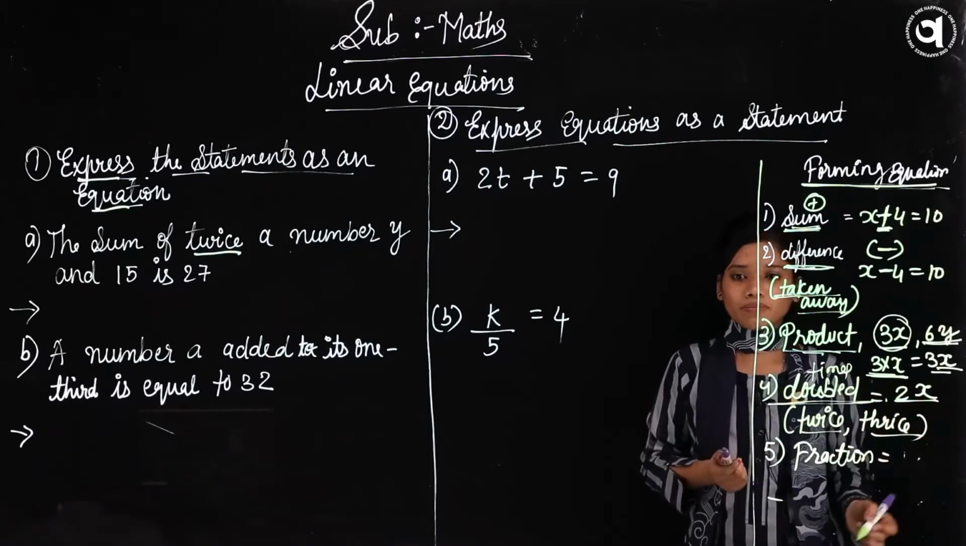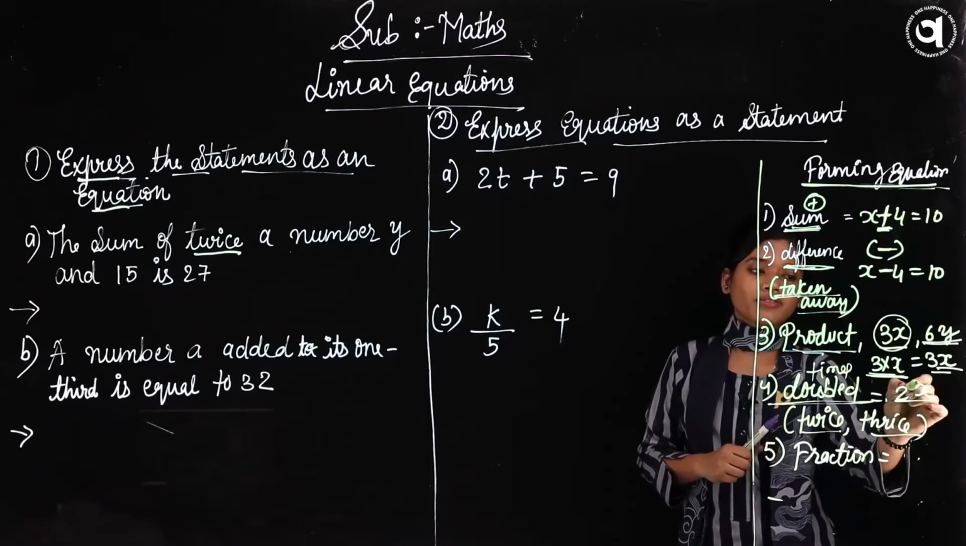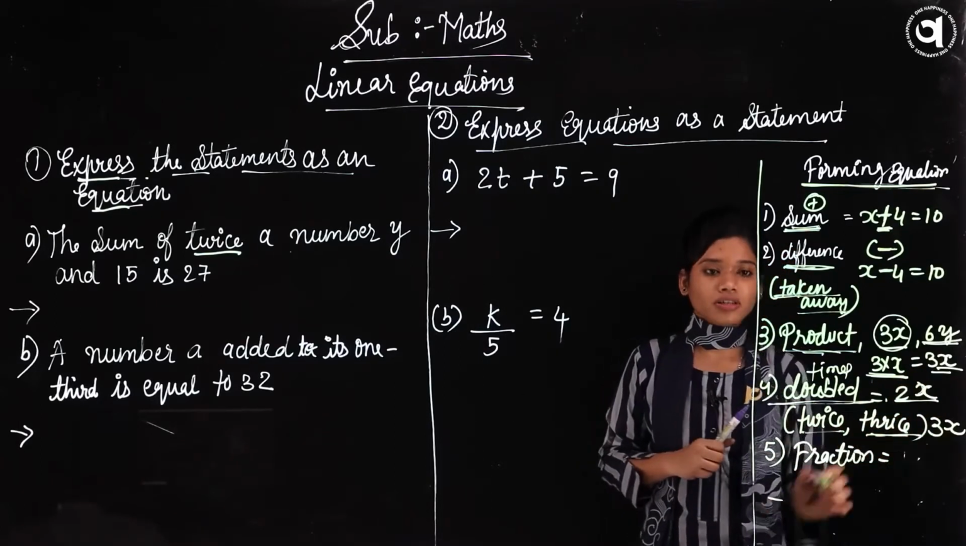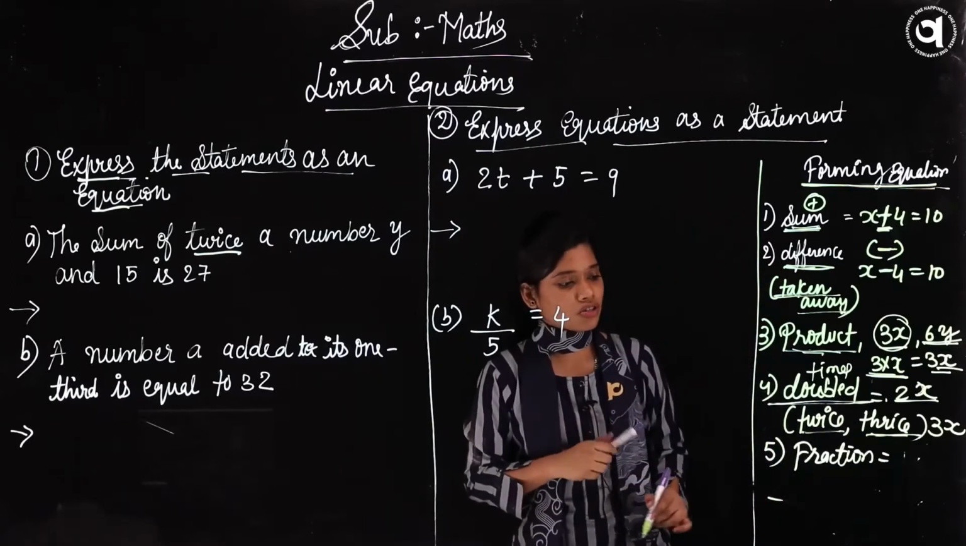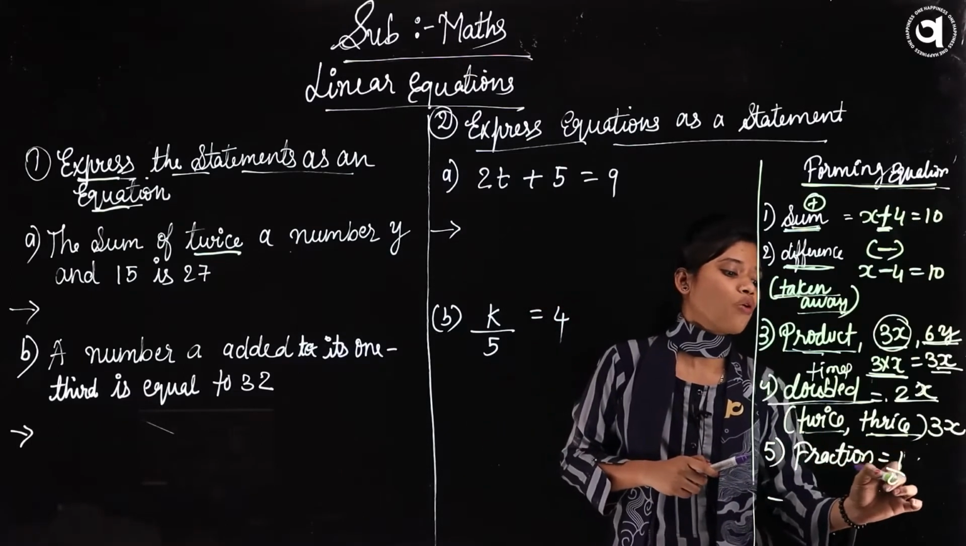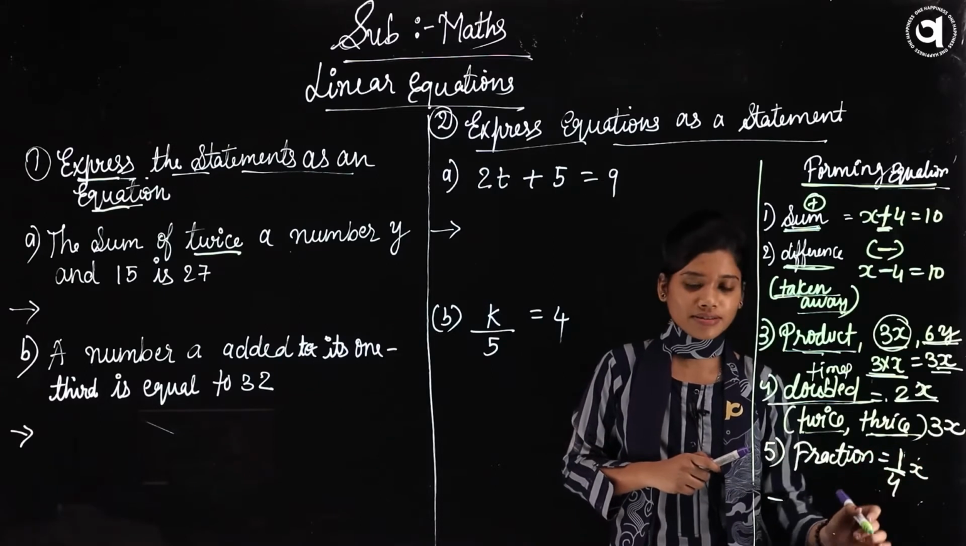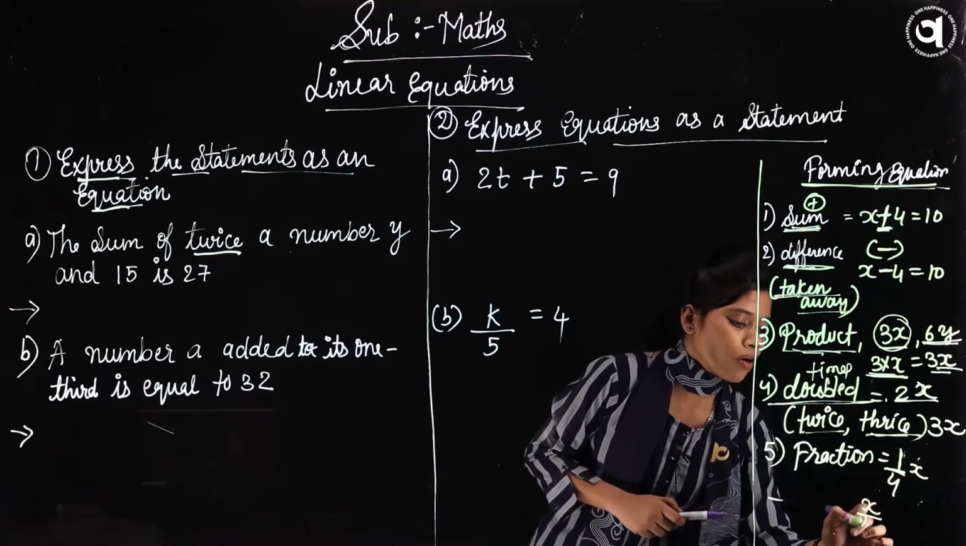Double of the number means 2 multiplied by whatever number is given, x. Thrice means 3 times the number. In the same way, a fraction is also coming, that is 1 upon 4. 1/4 of a number, we call 1 upon 4 x, or we can write x upon 4.